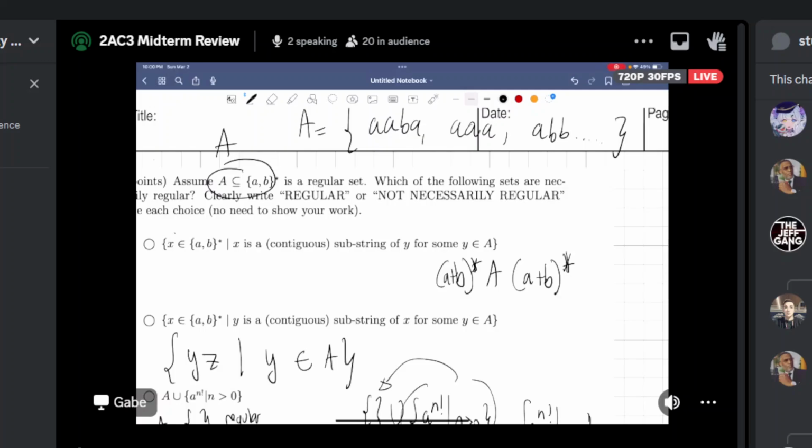So this question is asking, is the language that has all the strings in A as a substring regular? Well, how do you obtain that language? You can concatenate it with the universal set. And we concatenate it because we know A is regular and the universal set is regular. Now this language contains A as a substring, and that is also regular. So yes.